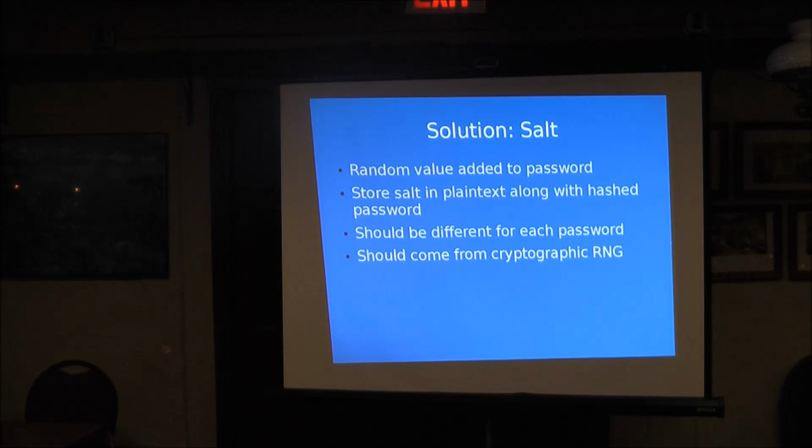So the solution to the rainbow table is the salt. And we just add this little random value to the password and then hash it. And now the rainbow table would have had to have the same salt. And if we use a different salt on every single password, and our salt comes out of a secure random number generator, they're only going to get one password at most, not the whole database. And they're going to spend a lot of work to just get that one password. So it should be different for each password. It should come out of a cryptographic random number generator. And then you're good against rainbow tables.